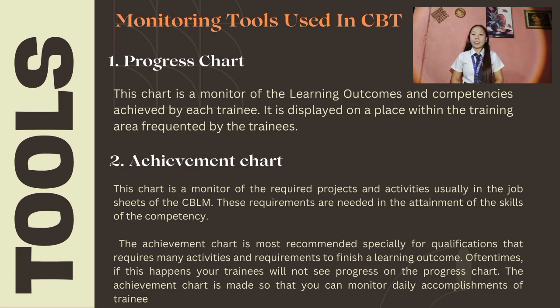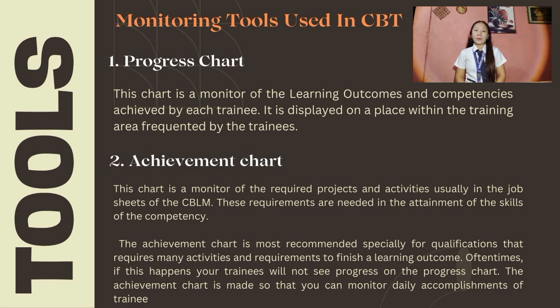Second, achievement chart. This chart is a monitor of the required projects and activities, usually in the job sheets of the CBLM. These requirements are needed in the attainment of the skills of the competency. The achievement chart is most recommended, especially for qualifications that require many activities and requirements to finish a learning outcome. Oftentimes, if this happens, your trainees will not see progress on the progress chart. The achievement chart is made so that you can monitor daily accomplishment of the trainees.